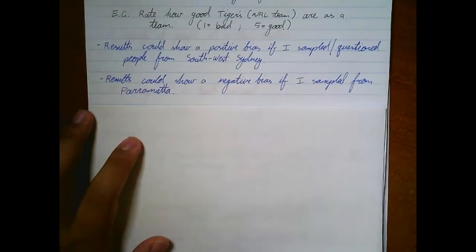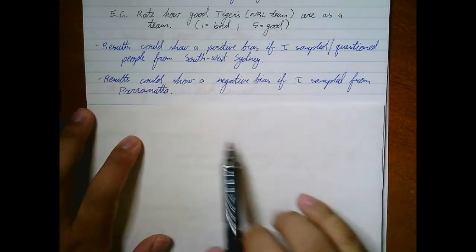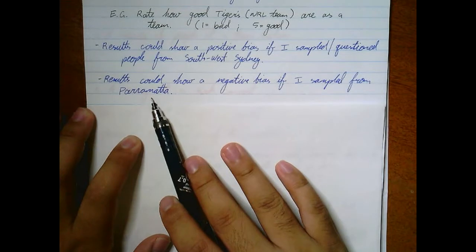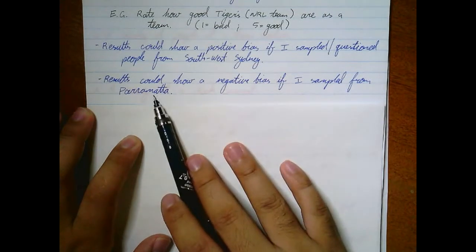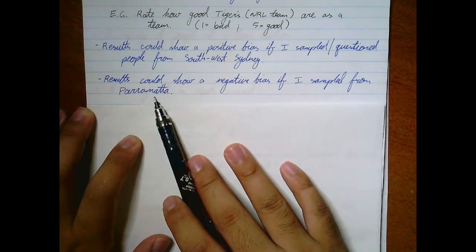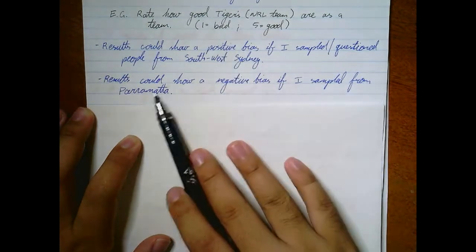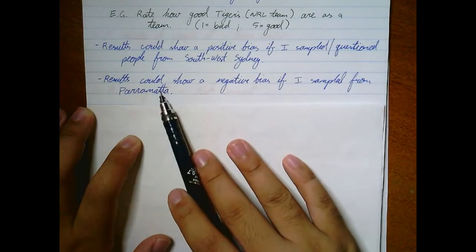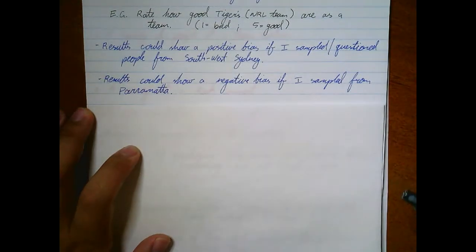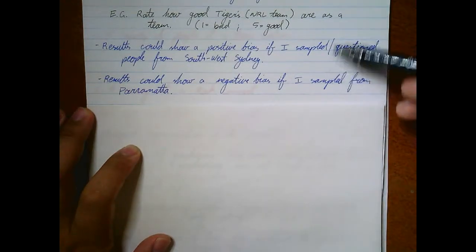Whereas if I ask people only in Parramatta, that's where the Parramatta Eels are from. So as a result, you might expect them to not rate the Tigers as highly. So there is bias in both of these examples.